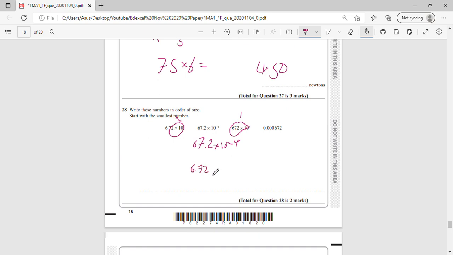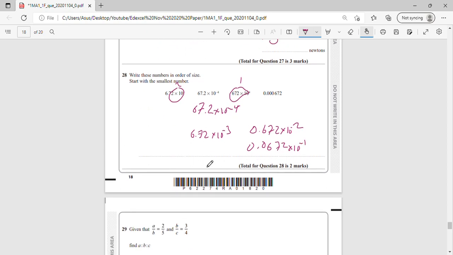So it's going to be 6.72 times 10 to the minus 3. It's going to be 0.672 times 10 to the minus 2. 0.0672 times 10 to the minus 1. And then it just being normal is going to be 0.0672. As this is 3 zeros and this is only 2 zeros, this is the third smallest and this is the smallest. 0.000672.